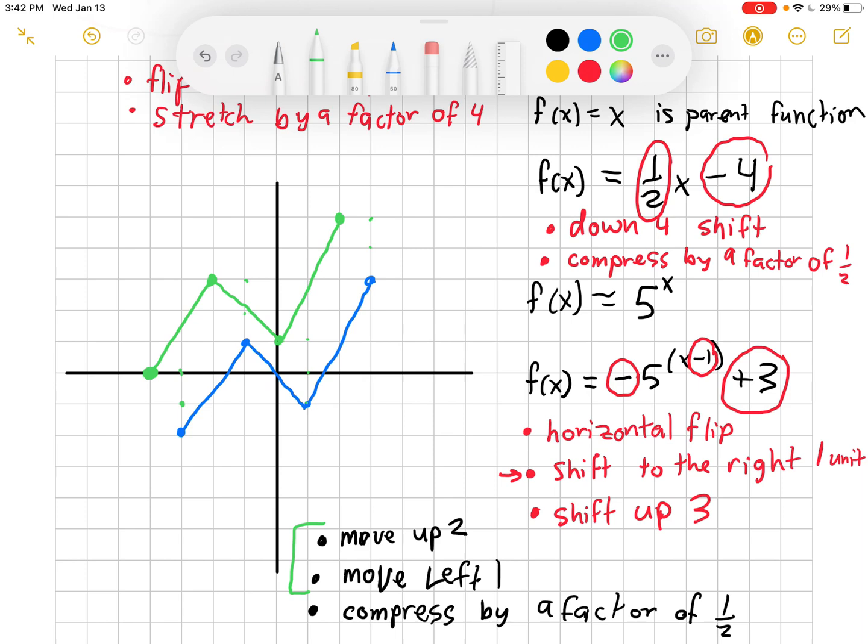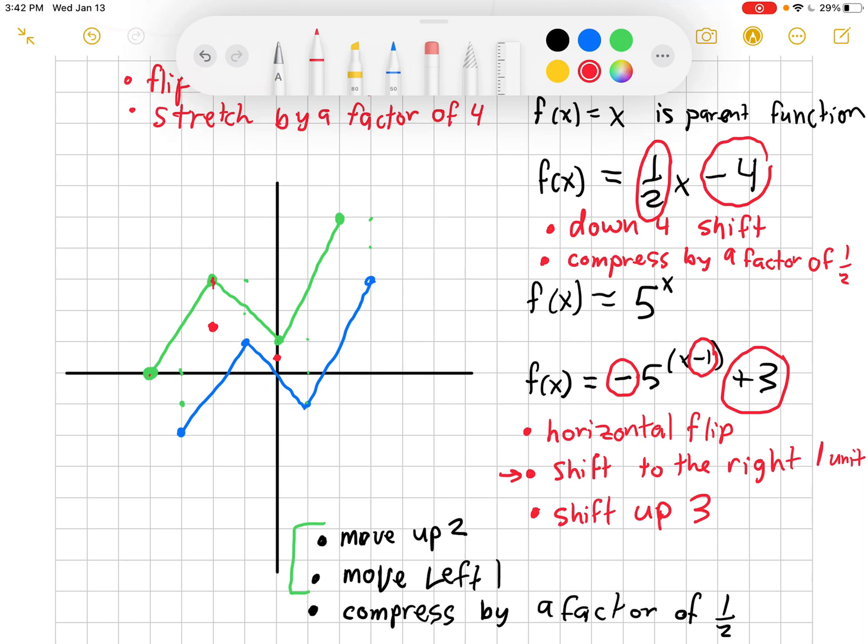Now from here, we need to compress it by a factor of 1/2. So how I would think about doing this is remember that every compression we do is in the vertical direction. So we're going to take whatever y value we have, and we're going to cut that in half. So here, this point's at 0. 1/2 of 0 is 0. But this point right here is at 3. So we're going to cut that in half. That's going to give us a point right there in between. That's like 1.5 right about there.